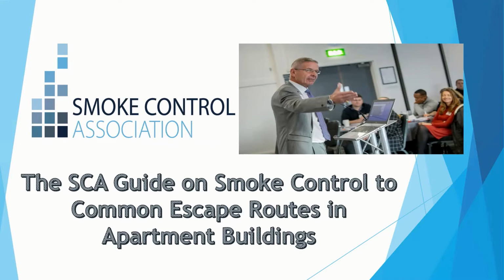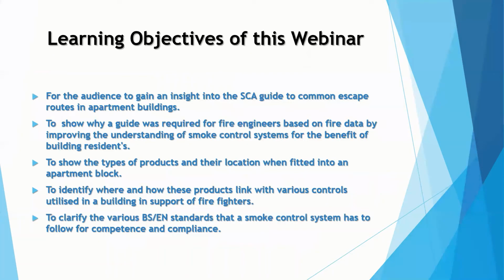Today I intend to give you a taster of the updated SCA Guide to Common Escape Routes in apartment buildings and the standards that should be worked to with the key products used in smoke control systems. The guide itself is far too big to cover in one presentation, having over 79 pages. So we will be looking in particular at the products used in smoke control systems and the standards that they should comply with, which include the BS and EN standards that the smoke control system has to follow for both competence and for compliance.